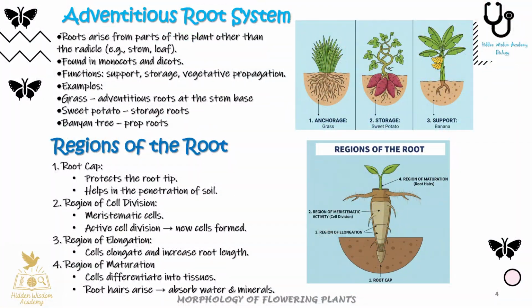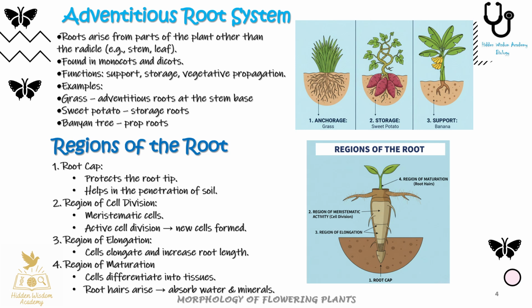Let's talk about what the adventitious root system is. The adventitious root system develops from parts of the plant other than the radicle, such as the stem or leaves. It can be seen in both monocots and dicots. Adventitious roots perform many functions including providing support, storing food, and helping in vegetative propagation. Common examples include the fibrous adventitious roots in grass, the storage roots of sweet potato, and the prop roots of the banyan tree which support its massive branches.